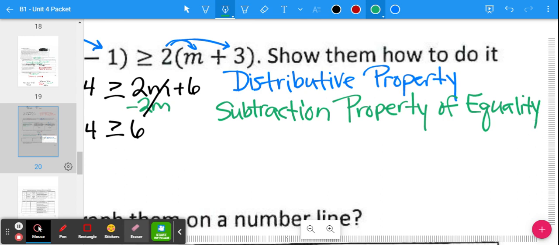And in previous lessons, we shortened property of equality to POE. So you can also put POE for all of these for property of equality.